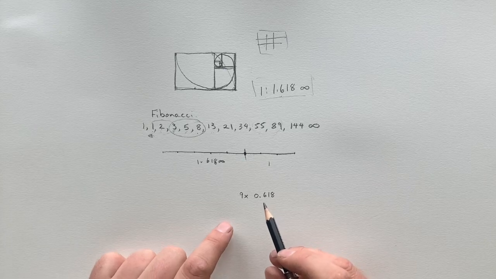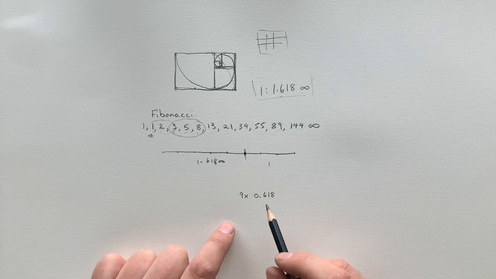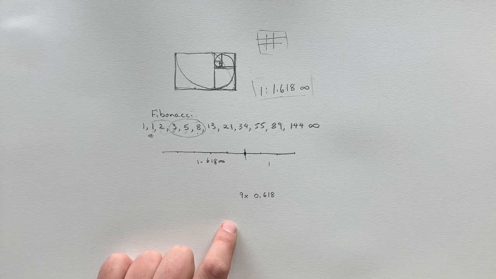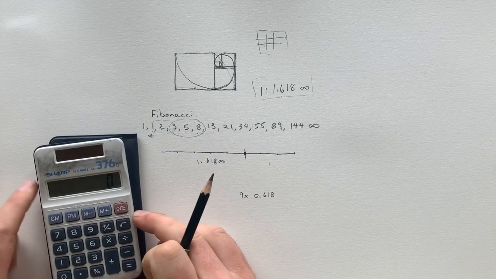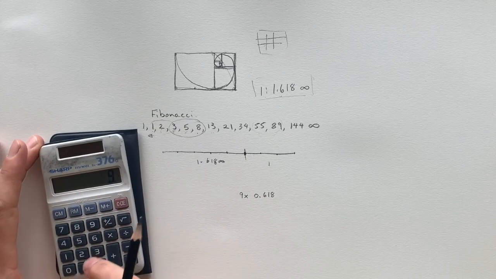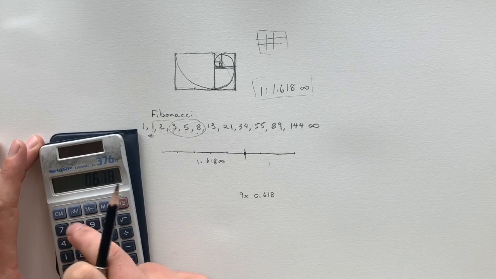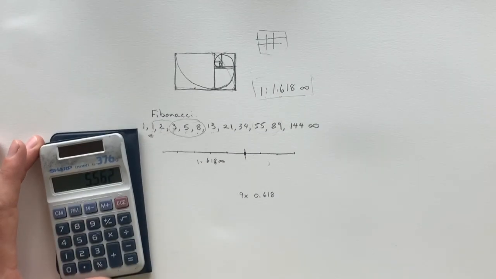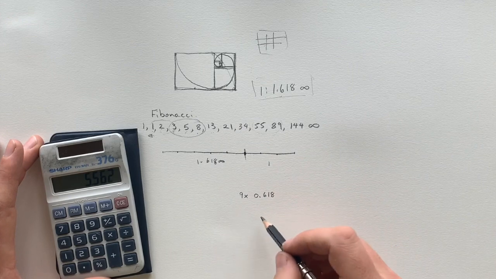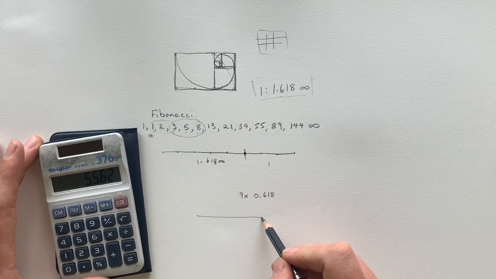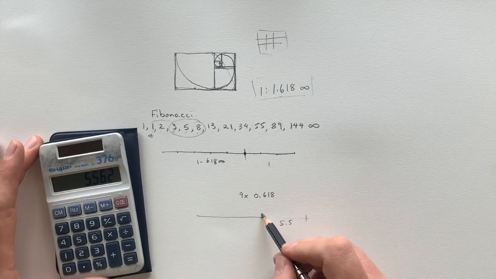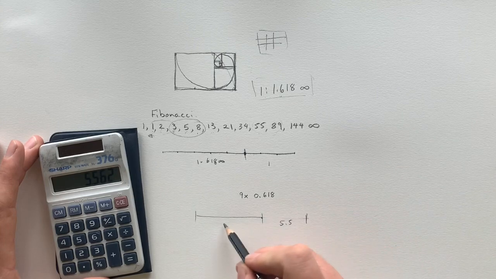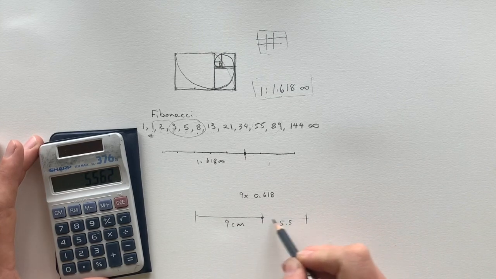I haven't got a calculator. Yes, I do. There it is. So if I get a calculator, because these are sums that I can't do, 9 times 0.618 equals 5.56. So if I was to draw a 9 centimetre line, and then I would add on to it 5.5 centimetres roughly, that would be the golden section point, like that.